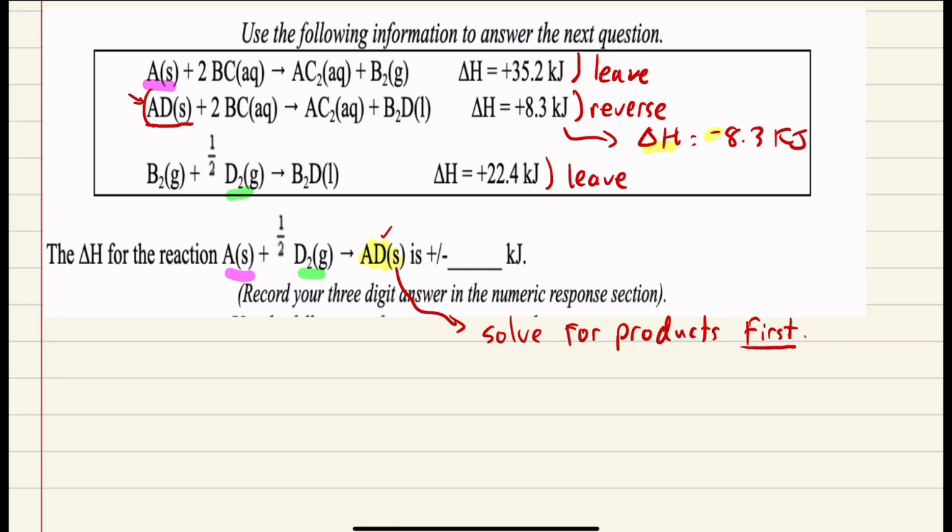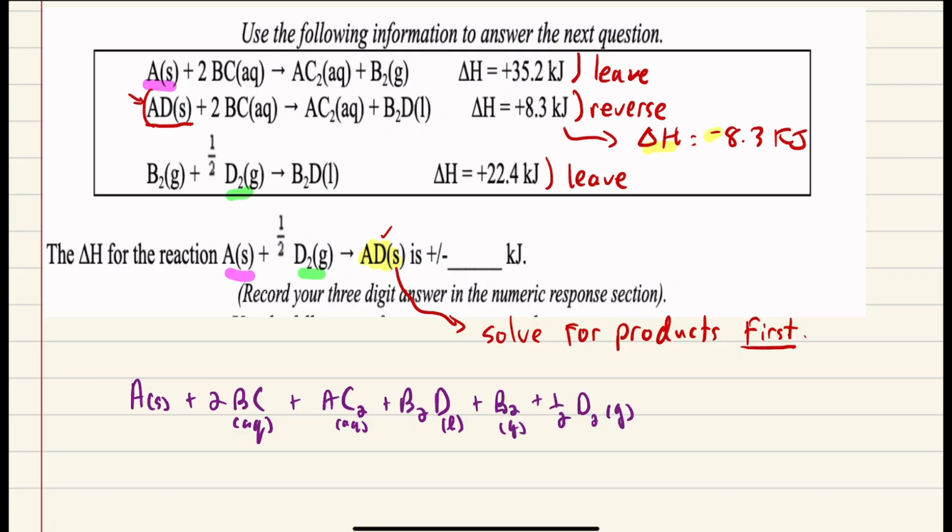Now, again, being sure to reverse the signs of any equations that were flipped, we're going to add all these reference equations into one giant equation and cancel whatever like terms appear on both sides. And hopefully, once we've simplified this, it will simplify to the target reaction that we want the enthalpy change for.